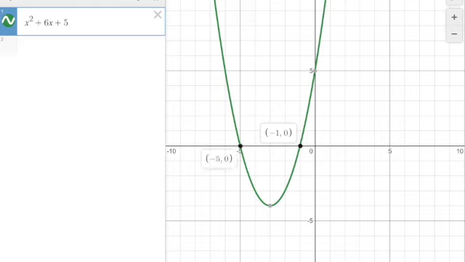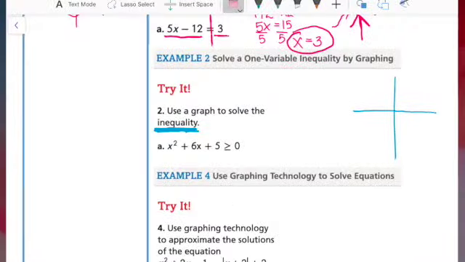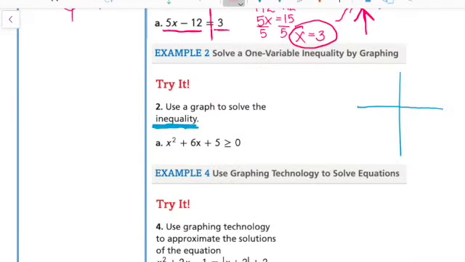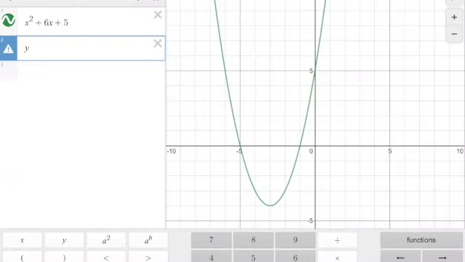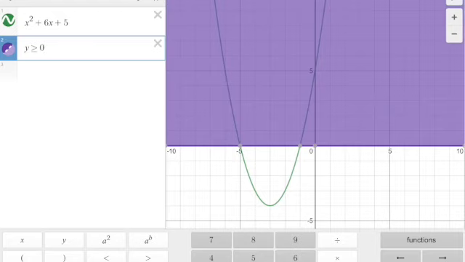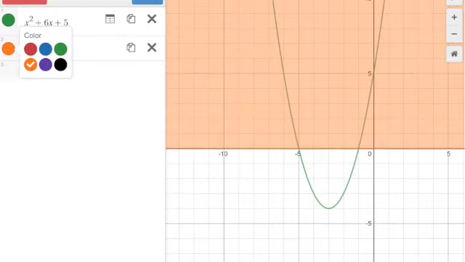And my parabola looks like this. Perfect. It has two x-intercepts. We're happy. Now, in our second one, we're going to say y, and then whatever inequality symbol we had. So in this case, we have greater than or equal to 0. So we're going to do greater than or equal to 0. And my graph now looks like this.